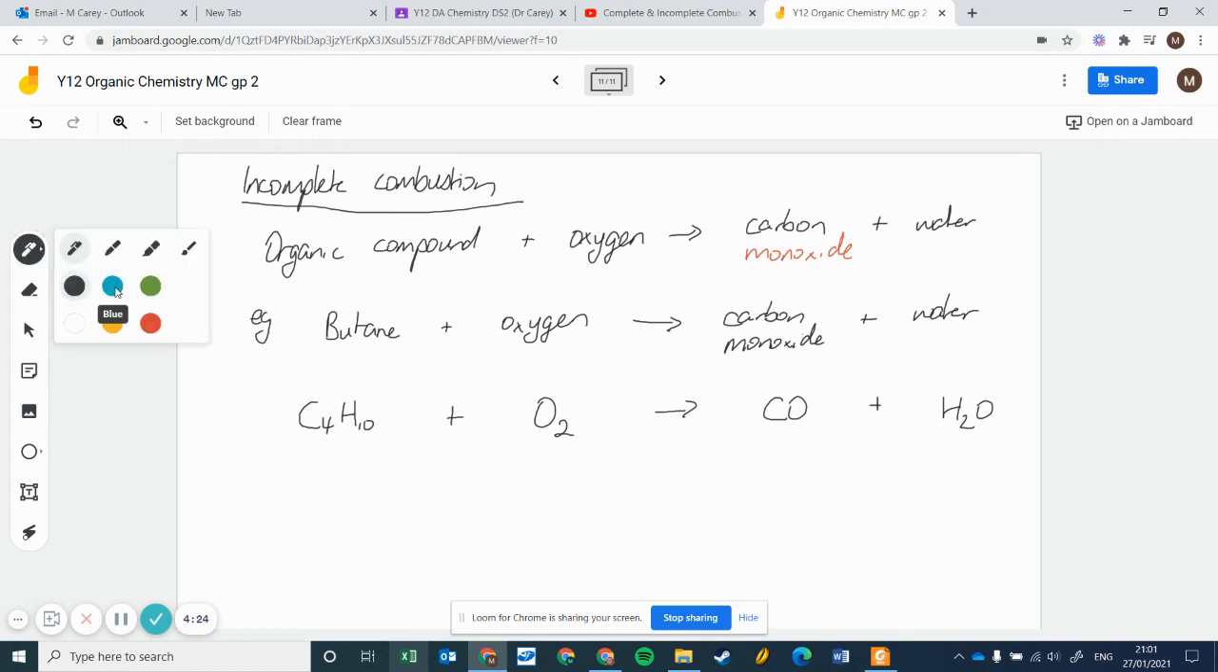Okay, so let's go at balancing it. 4 carbons means we're going to have 4 carbon monoxides. That's exactly the same method of balancing. It's exactly the same, you just have to bear in mind your different product. You've got 10 hydrogens, so you halve that to get your waters.